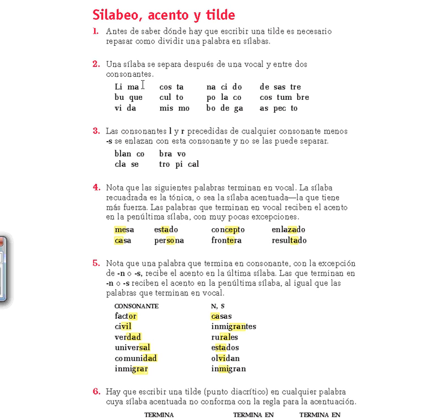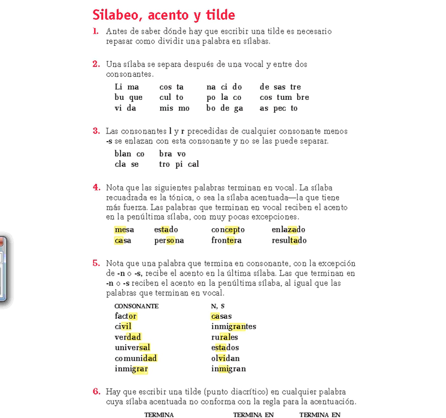Because as we see, a lot of the words in the Spanish language carry an accent. And remember, accents always go above vowels, never above consonants. All right, let's take a look at number one. Number one says, antes de saber dónde hay que escribir una tilde es necesario repasar cómo dividir una palabra en sílabas. We need to know how to divide a word in syllables. That's what step number two is going to show us.